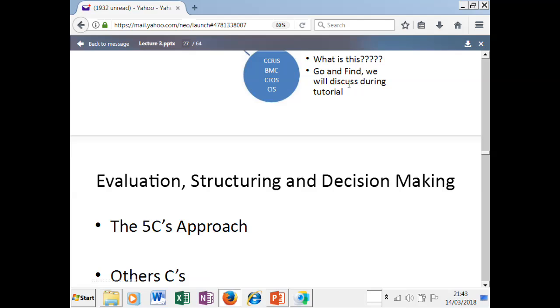Okay. CIS ni apa? Tak tahu dah saya. Okay, you carilah nanti apa dia. Okay, bukan yang ni, bukan collective investment scheme. It's not that.